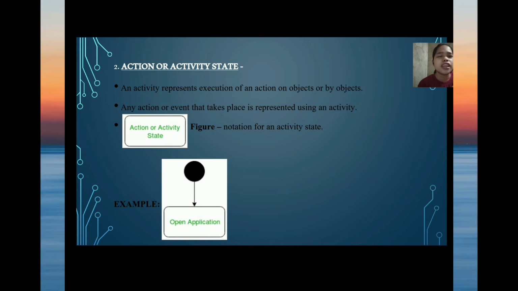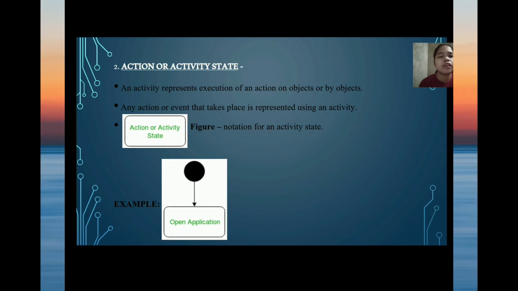The second notation is the action or activity state. An activity represents execution of an action on objects or by objects. And basically, any action or event that takes place is represented using an activity. As we have seen, there is a figure of a rectangle with rounded corners. Gina-represent niya ang activity gamit ang rectangle with rounded corners.